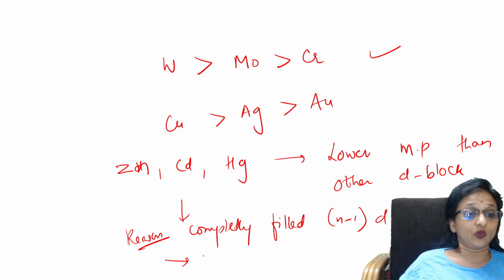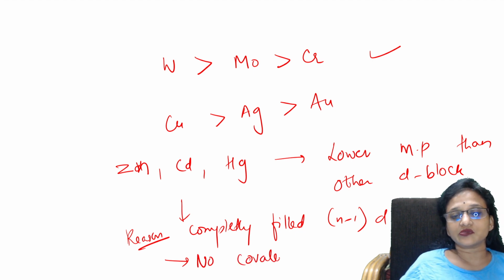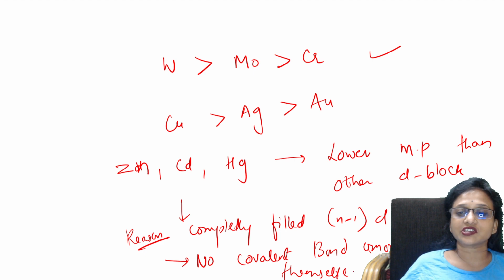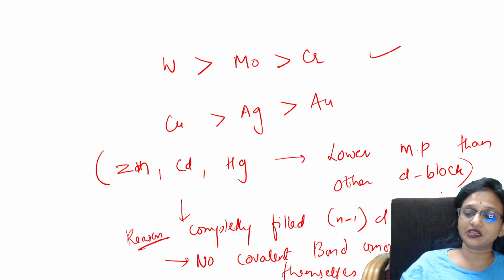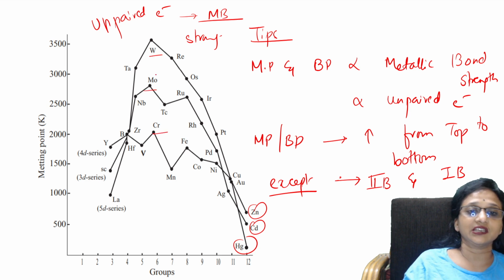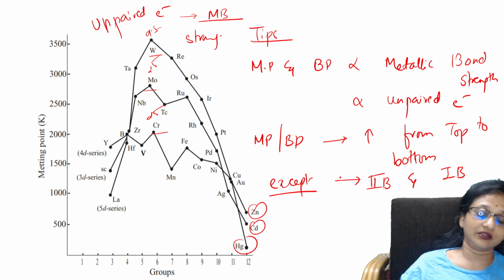So what will happen because of this completely filled orbital? They're not expected to form covalent bonds among themselves. So no covalent bond among themselves. Because of this, zinc, cadmium, and mercury have very low BP and MP. Done. Whichever have half-filled d5 in the 3d series with unpaired electrons have strong metallic bonding and more melting point and boiling point.